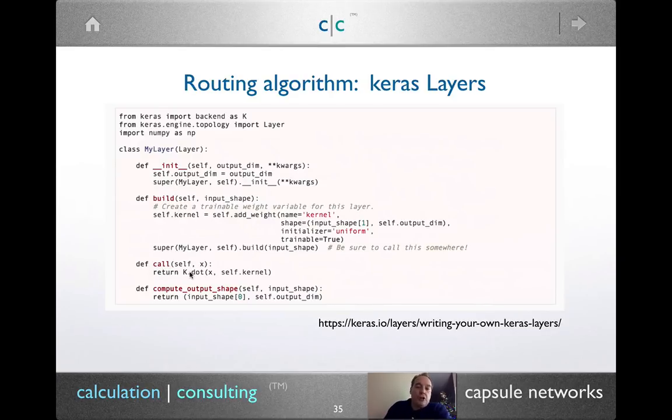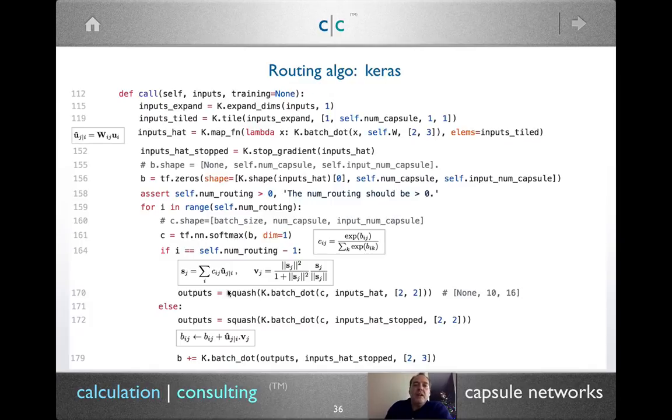The call function returns a Keras tensor or a TensorFlow tensor, and then you build the computation graph, and backprop is run on this output. The output of this one, for example, is just K.x. That's the simplest type of thing you could do in an example. And then you have to get the shapes. So here's a reduced form of the routing algorithm in Keras.